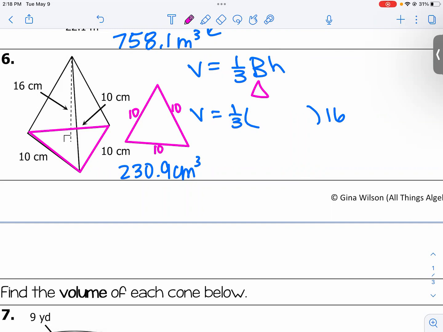Okay, now, Layla, how do we figure out the height of this? Oh, we get two 30, 60, 90 triangles where this right here is 5. So this is 5 radical 3.